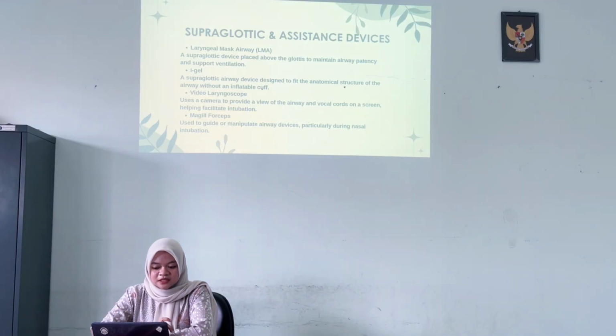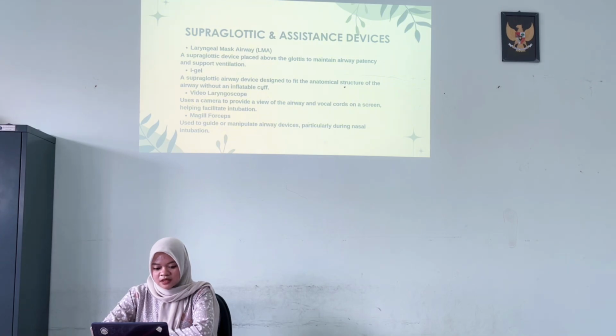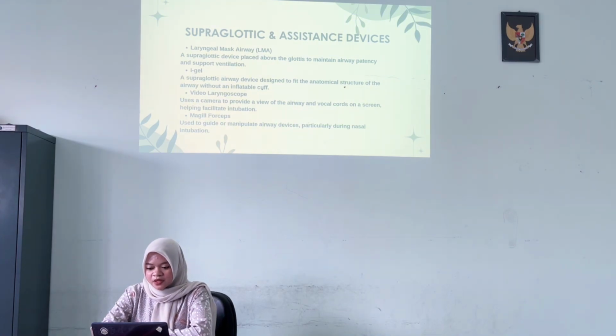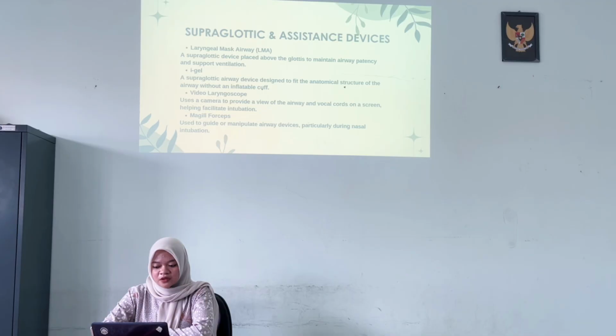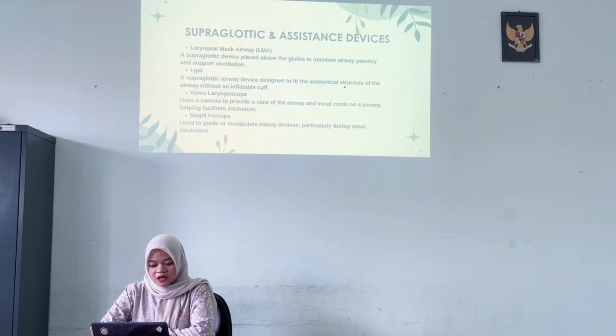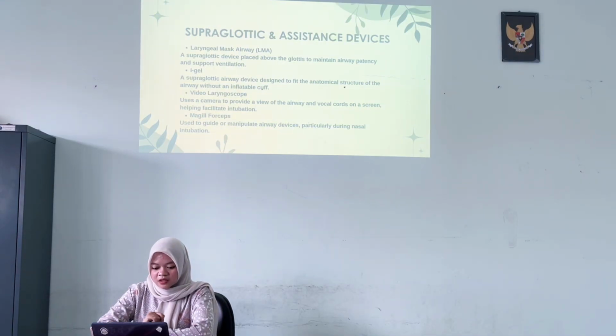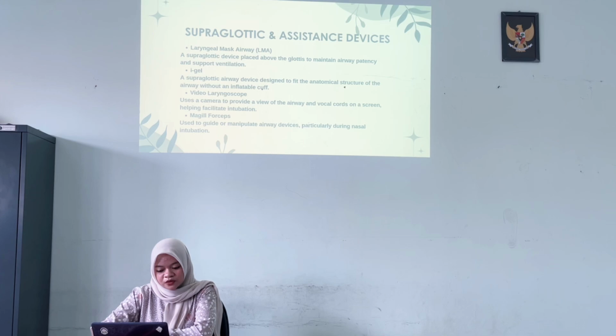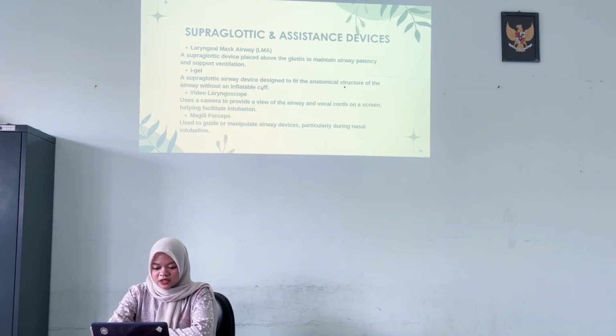Next are the intubation assistant devices, starting with the videolaryngoscope. The videolaryngoscope incorporates a camera that projects a clear view of the airway and vocal cords onto a screen, making intubation much safer and easier. Next is the Magill forceps, used to guide the manipulation of airway devices, particularly during nasal intubation.